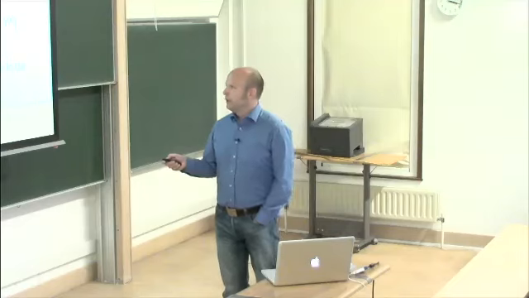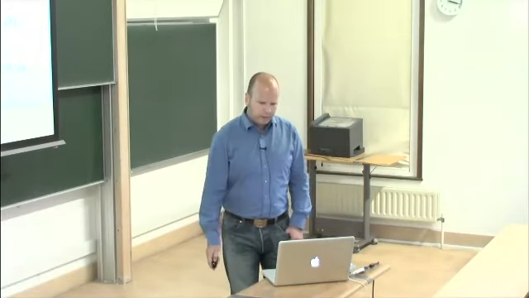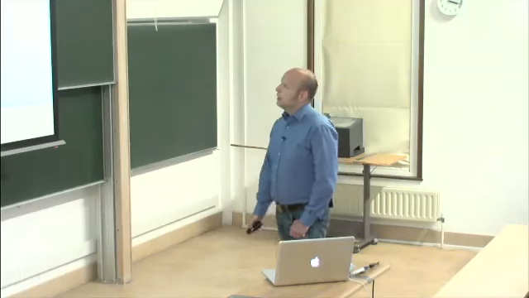And then you can define the solution at the new time step n+1 as the final iterates from the inner loop. And then you continue in the outer loop until you reach the final time that you want to have. Okay, I want to show you also some numerical results now for this Wasserstein gradient flow scheme.